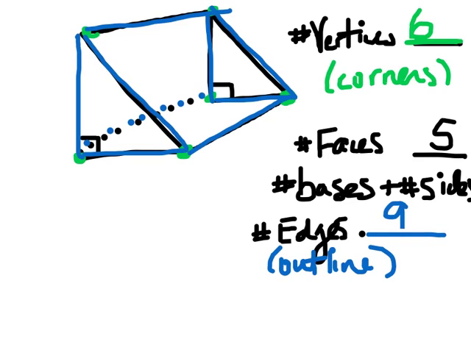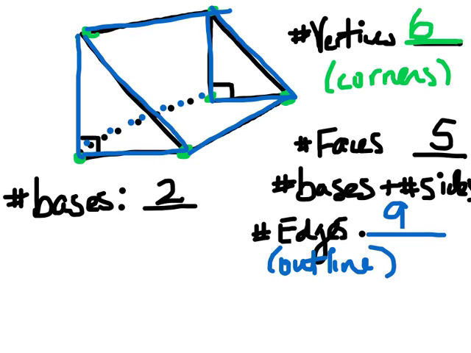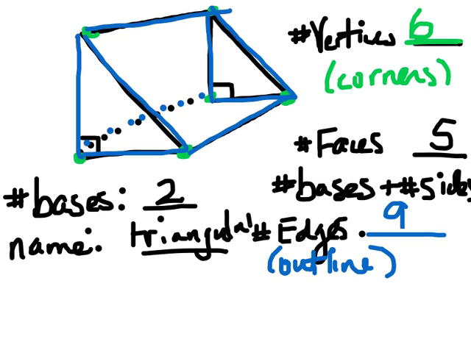They ask us also, what's the number of bases? So what did we say we had here? Wasn't it 2 triangles? That's why we called it a triangular prism. And the name of the base is triangle or triangular. I'll put the triangular part there.